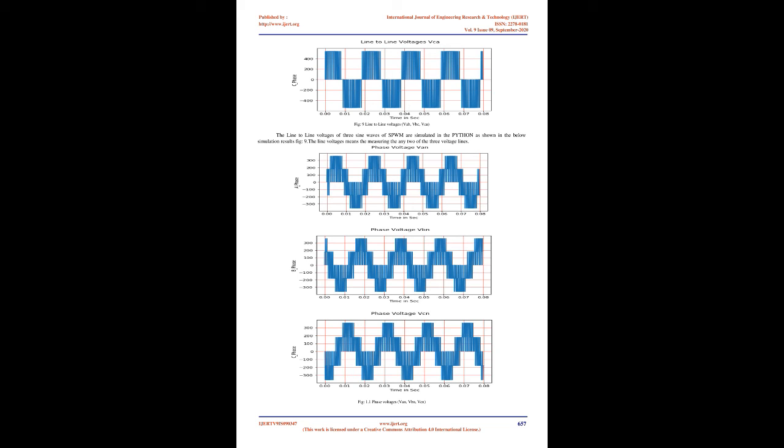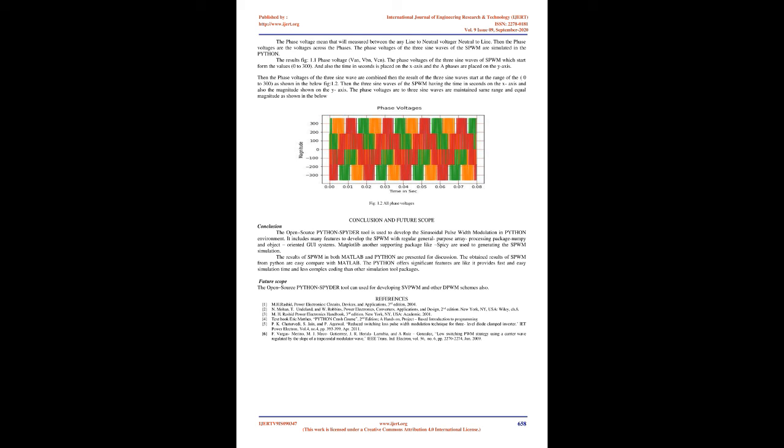Then the phase voltages of the three sine waves are combined, and the result of the three sine waves starts at the range of 0 to 300, as shown in Fig. 1.2 below. Then the three sine waves of the SPWM have the time in seconds on the x-axis and also the magnitude shown on the y-axis. The phase voltages of the three sine waves are maintained at the same range and equal magnitude, as shown below. Conclusion and future scope.